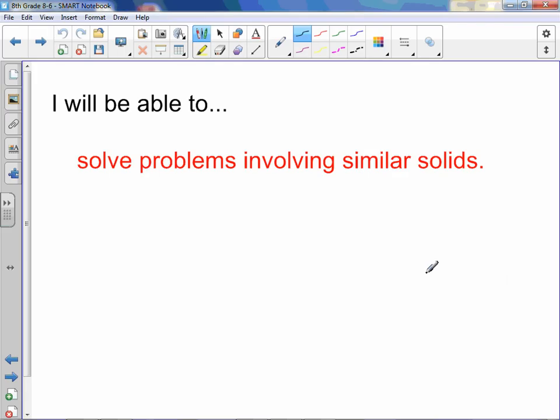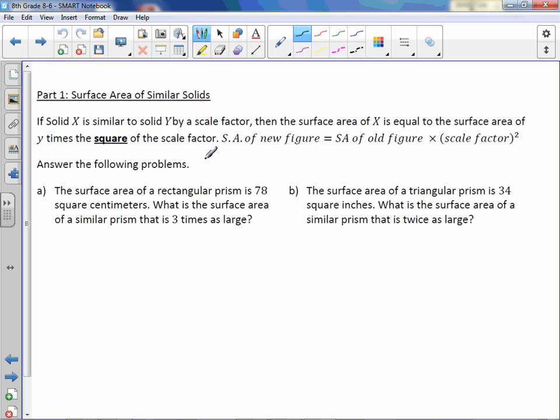Chapter 8, Lesson 6, Changes in Dimensions. You will be able to solve problems involving similar solids.